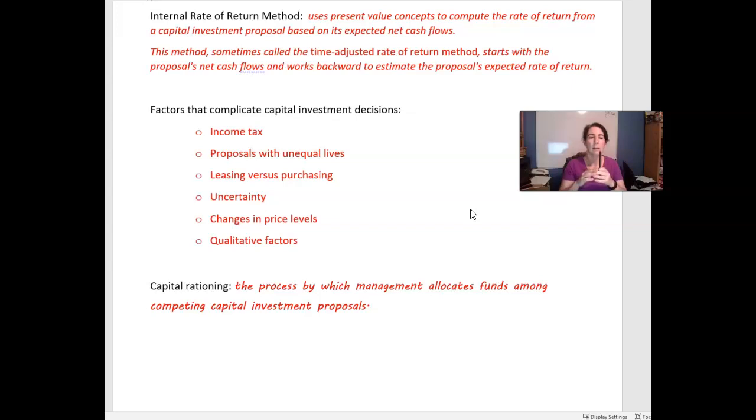All right. Other things. There are factors that we have not discussed at all that complicate these decisions. Income taxes. We kind of talked about them a little bit in that lottery example, but we certainly didn't go into the math, right? What if proposals have unequal lives? So like even that present value index stuff. We were looking at the calculations, but we weren't talking about what if one thing's going to last me 5 years, 2 years, 8 years? We didn't have that part of the conversation.